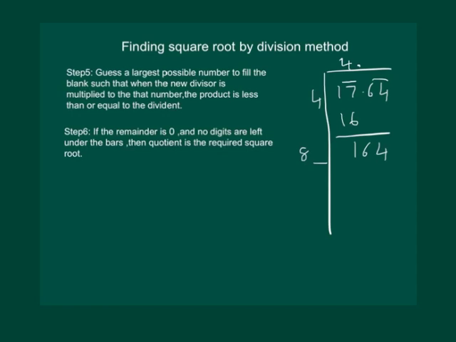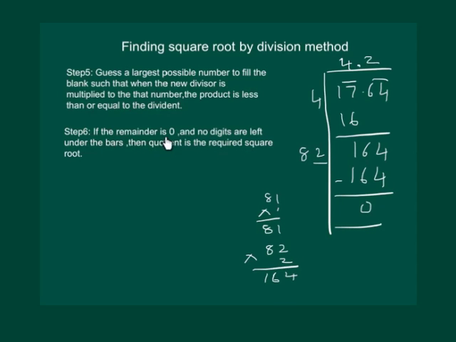Our next step is to guess the largest possible number to fill the blank, such that when the new divisor is multiplied to that number, the product is less than or equal to the dividend. Let us try to guess it. If we take 1, we get 81. If we take 2, we get 164. So the required number is 2, which is giving us remainder 0.